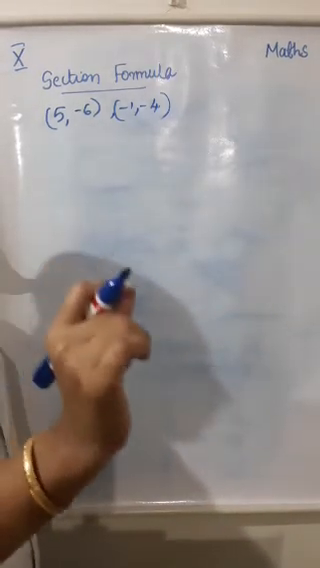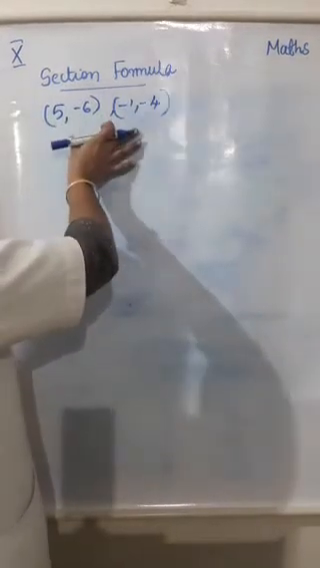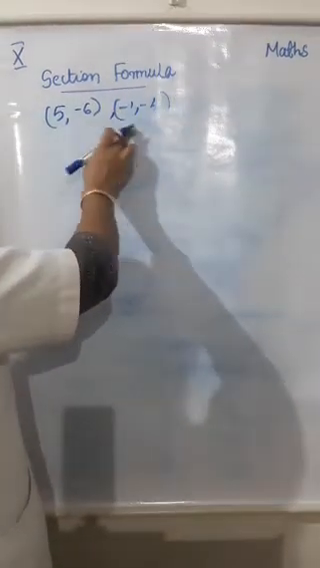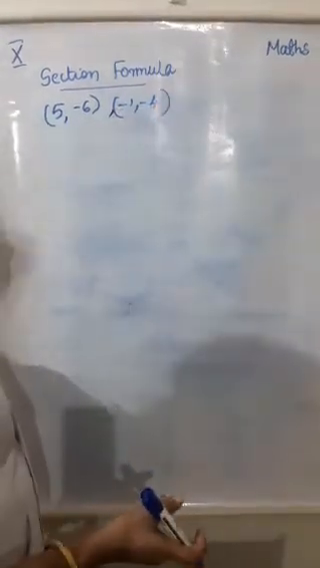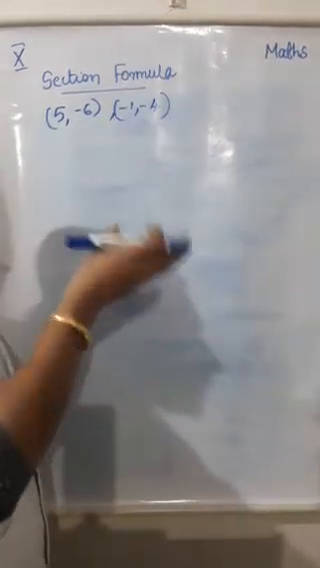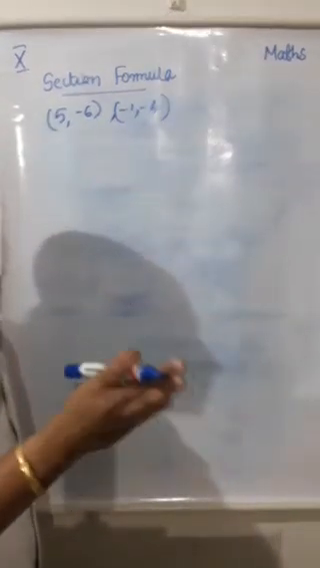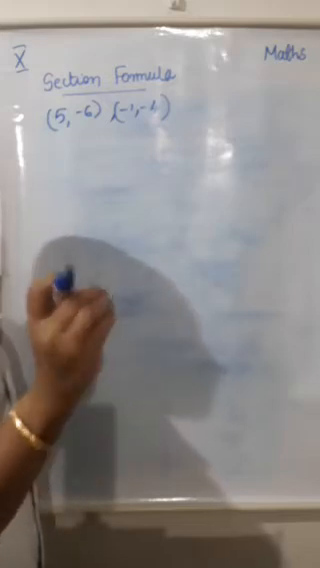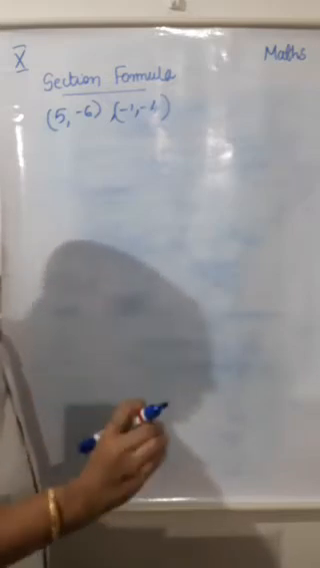The point on the y-axis. If we join these two points, then the line intersects the y-axis. We need to find the point at which it divides the y-axis.